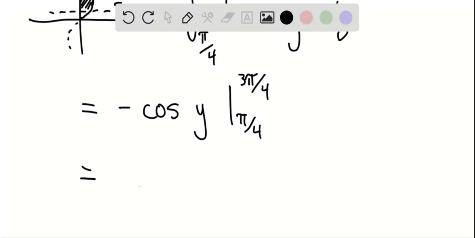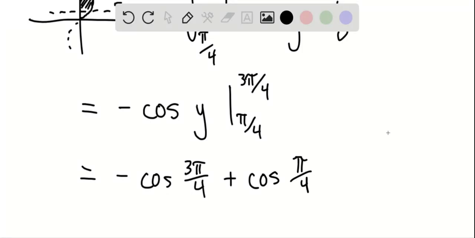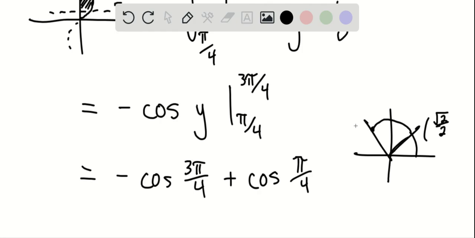So what do we have is negative cosine of 3 pi over 4 minus negative, so I'm turning that into plus, cosine of just pi over 4. And think about the difference between those. Okay, so if it's just pi over 4, that's positive root 2 over 2 because it's the x-coordinate on the unit circle. If it's 3 pi over 4, it's negative.